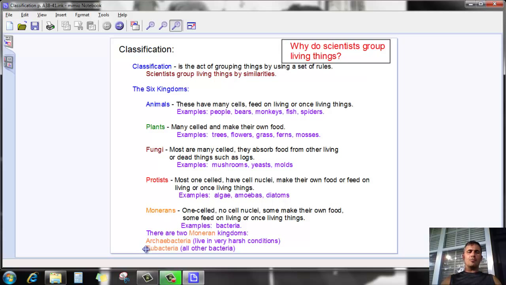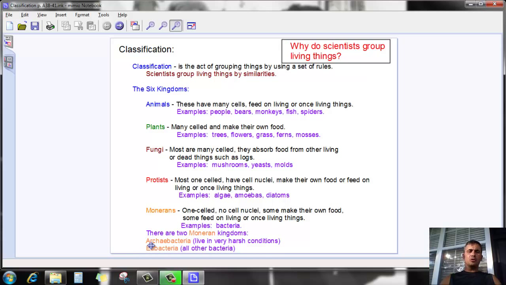Now, how are the archaebacteria and eubacteria different? Well, number one, they're bacteria. Protists are not bacteria. They are one-celled, but these two kingdoms, these two types of organisms, do not have a cell nucleus or a command center. They are very, very simple organisms, far more simplified than the protist kingdom. And some make their own food, some feed on living or once living things. The difference between the protists and the monarans, which would be these two kingdoms, is that the protists do have a cell nucleus. The monarans, the archaebacteria and the eubacteria, do not.